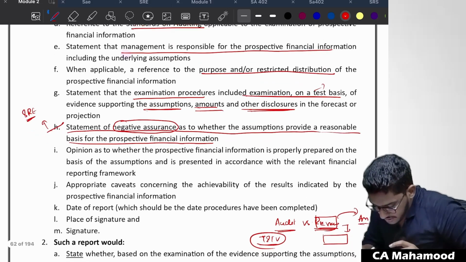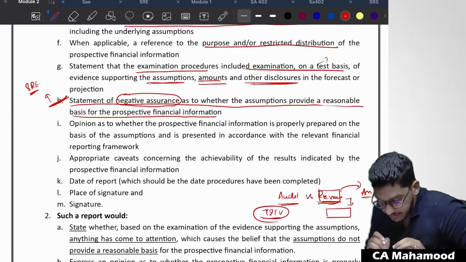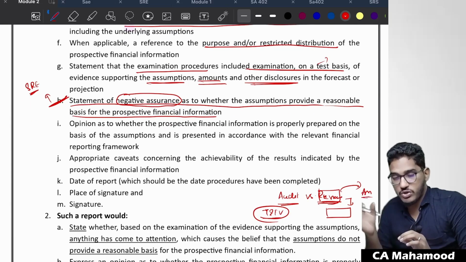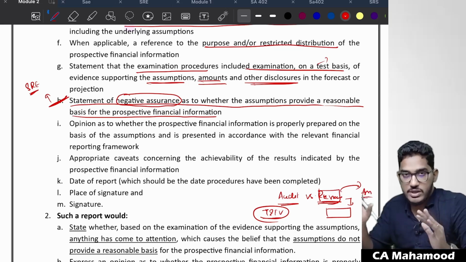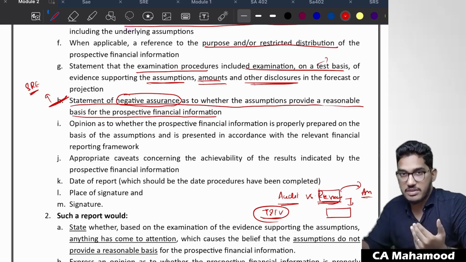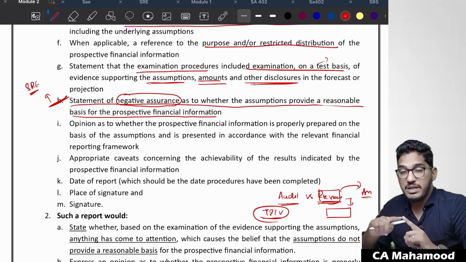Clear, everybody? So this is what you are required to remember. You have to give a negative assurance. Whatever assurance you want to express, you have to express it in negative terms. Nothing has come to our knowledge which makes us believe that assumptions are unreasonable. You should not say we believe that assumptions are all reasonable.